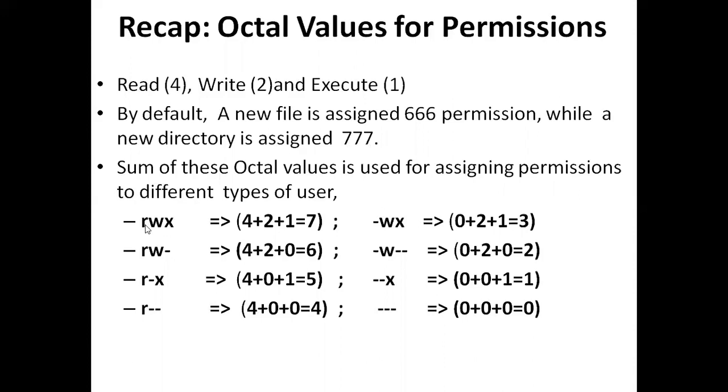So from here you can also see if rwx is 4 plus 2 plus 1, which is equal to 7. rw- means 4 plus 2 plus 0, which is equal to 6, and so on.